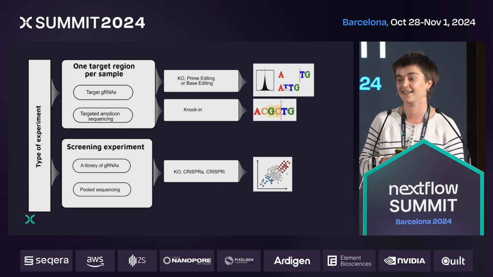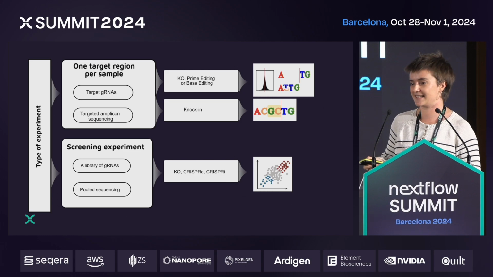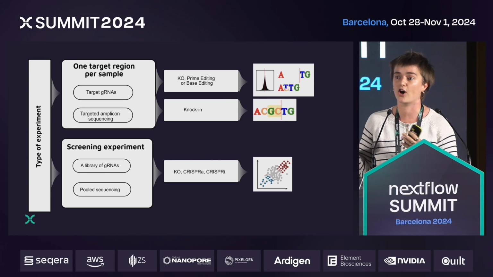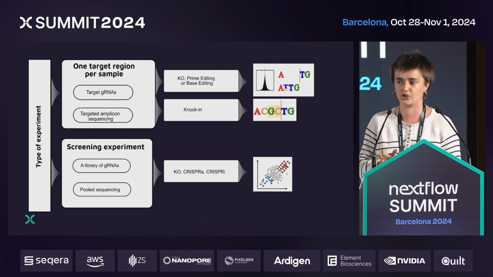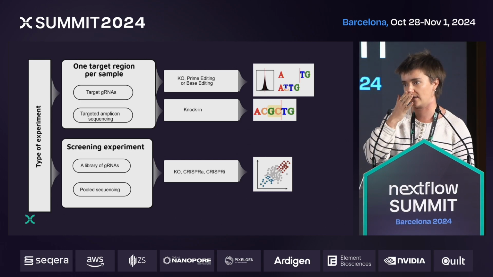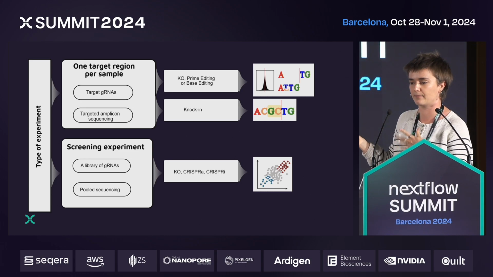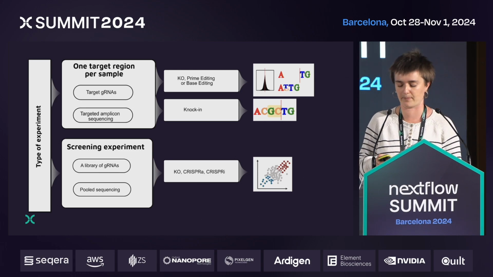It's called crisprseq, and it analyzes both cases that I just described to you. It analyzes if we really want to target one region because we knocked in, knocked out, or modified one gene. And it also allows us to analyze these screening experiments. Here you can see doodles of plots that you can get out of the pipeline.